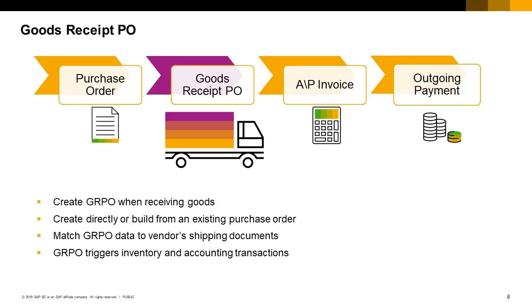You create a goods receipt PO when you receive goods from a vendor. In most companies, the person in the warehouse or the office responsible for taking delivery of shipments executes the goods receipt PO. If a goods receipt PO is used when purchasing services, the person for whom the services are rendered usually issues the document. A goods receipt PO can be created directly by selecting the document name in the module menu, or it can be built from an existing purchase order.